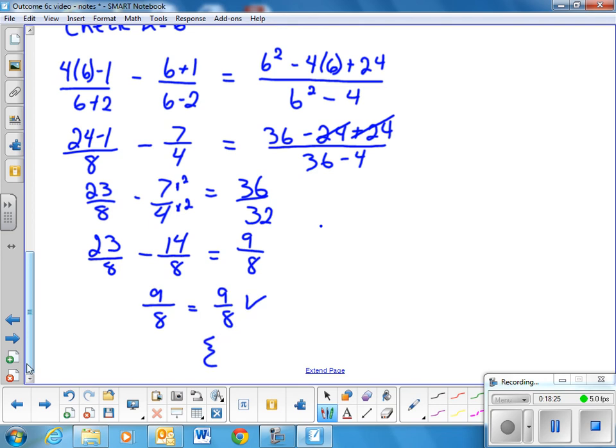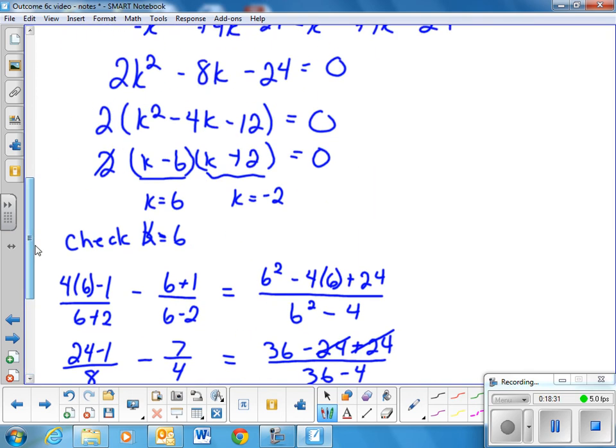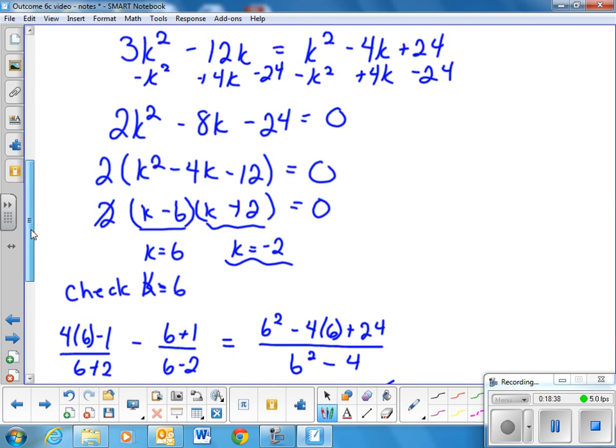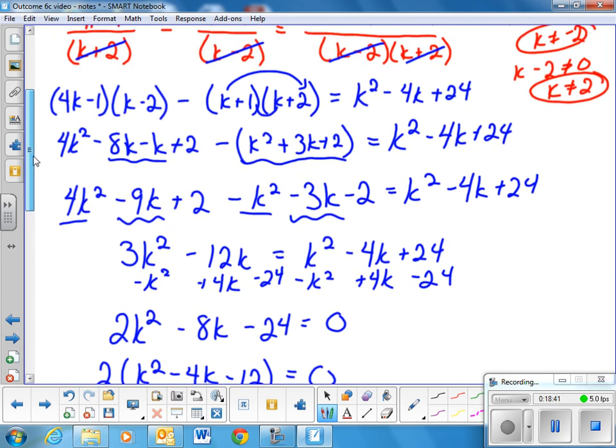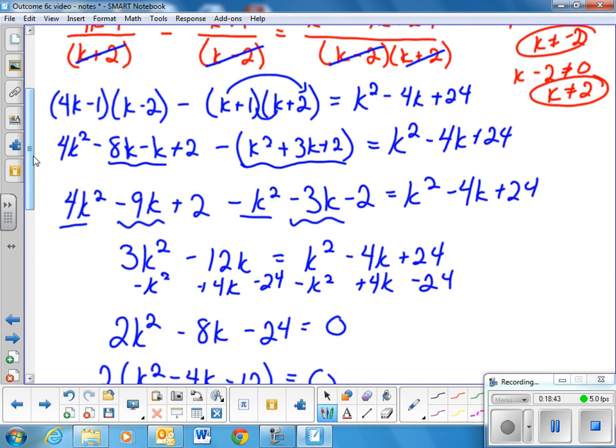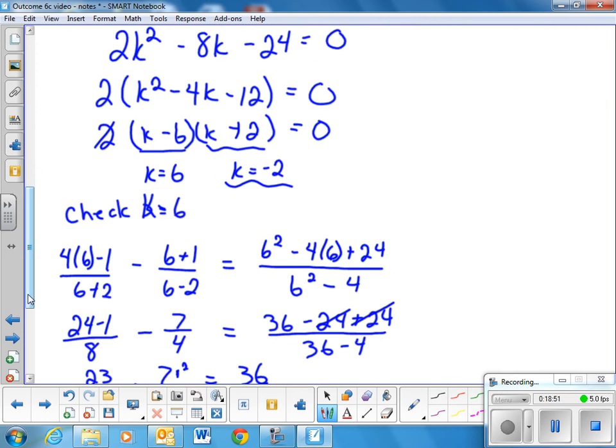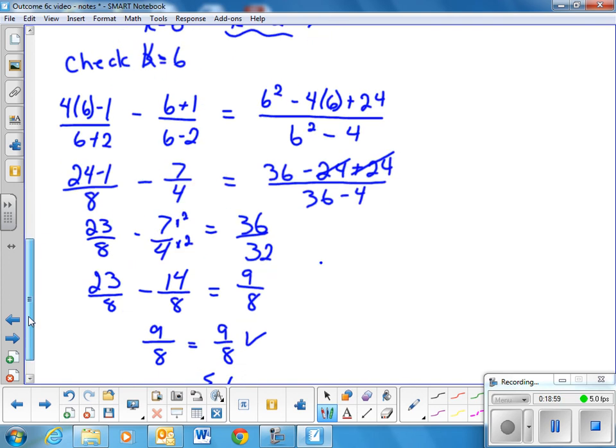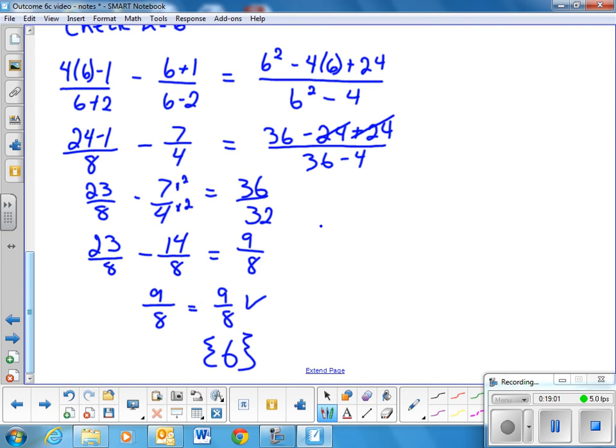So that solution was, we were checking the value of k equals 6. We still need to check our other answer, which is k equals negative 2. Now, if you substitute it in and check it, you will find that it doesn't work. How do I know this? Because back when we did our restrictions, we said that k could not equal negative 2. Because k cannot equal negative 2, I know that this is extraneous. That's what we call a root that doesn't work. And so the only acceptable solution is positive 6.